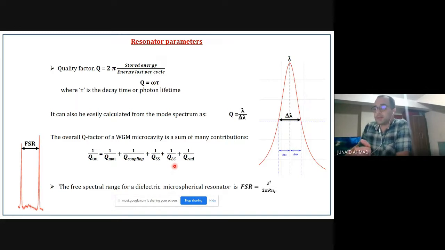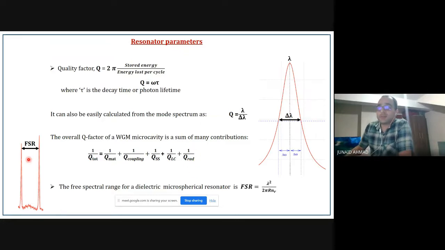Also, in the case of liquid crystals, there's a special loss associated with the director deformation. By director deformation, we mean that the liquid crystal molecules thermally fluctuate with respect to time as well as with respect to temperature. And also the radiation loss. Radiation loss is very predominant in the case of smaller droplets, where the curvature is too smooth as compared to the bigger ones. Hence, the loss is very high in smaller droplets.